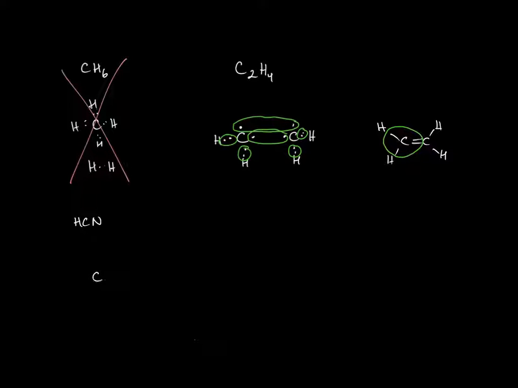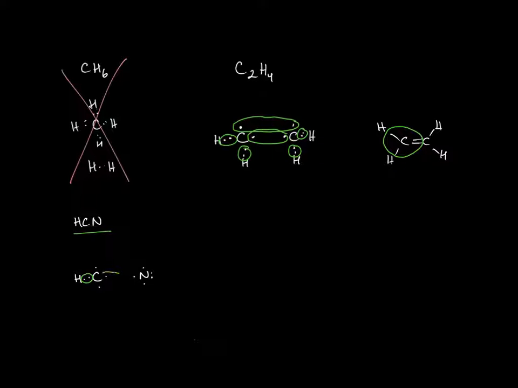So let's draw out our carbon. It has 4 unpaired electrons, therefore it needs to make 4 bonds. A nitrogen has 3 unpaired electrons, so it needs to make 3 bonds. And then we have a hydrogen. Let's put the hydrogen on the left, and the best way to know this at this point is just because that's how we wrote this out, H and then C and then N.